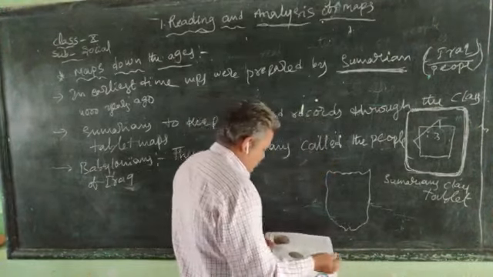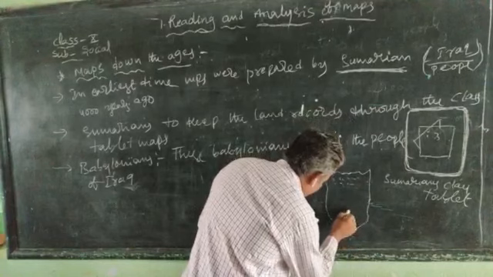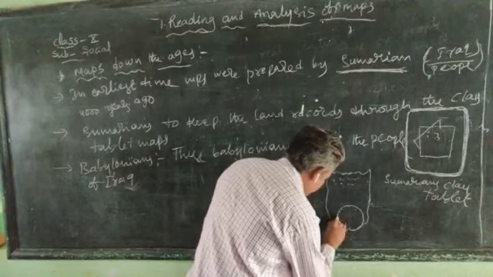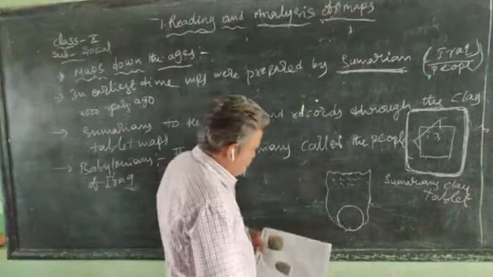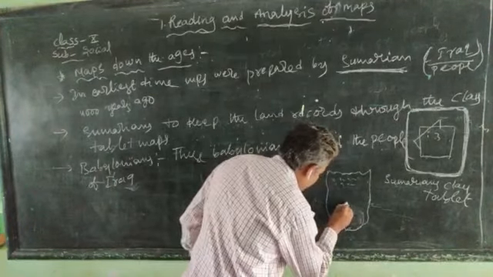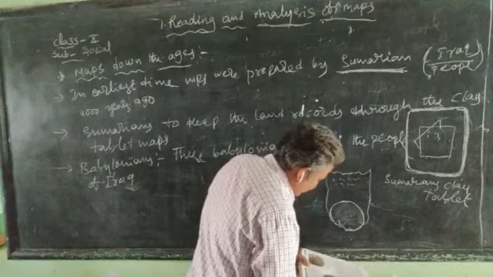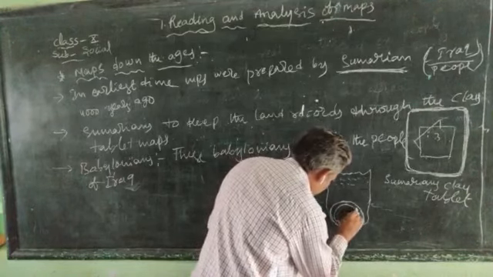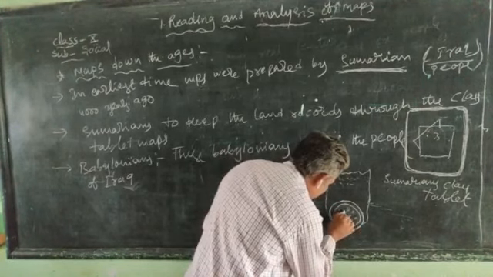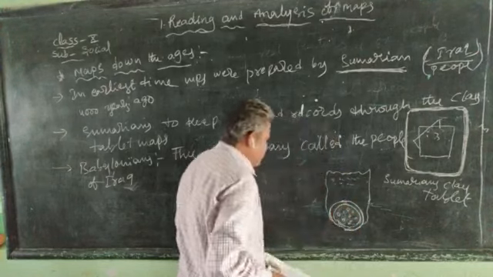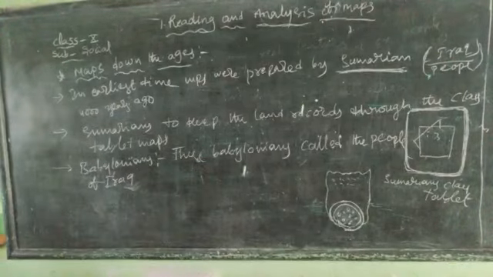Here we find a circle inside this clay tablet, and inside this circle we find some more circles. This is how the Babylonians prepared the old map.